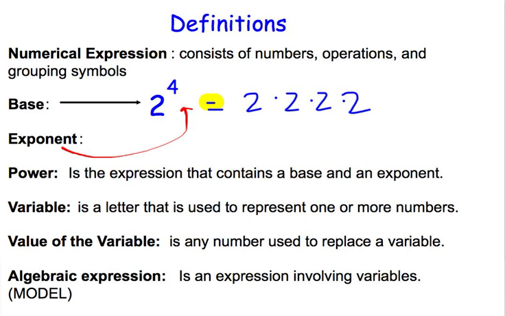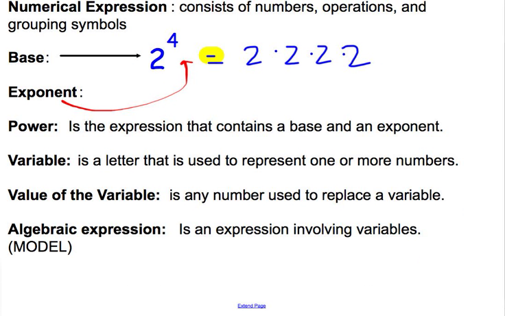A variable is a letter that is used to represent one or more values, and a value of the variable is some number that either we find or is given to us that we replace the variable with. An algebraic expression is an expression involving variables. We call it sometimes a model. So you may hear write a model. That means write an expression, write an equation, whatever is given to you.